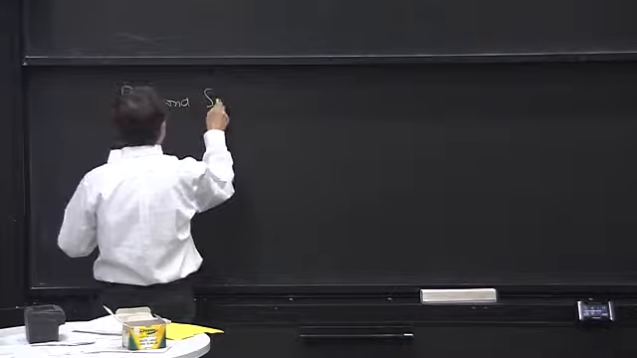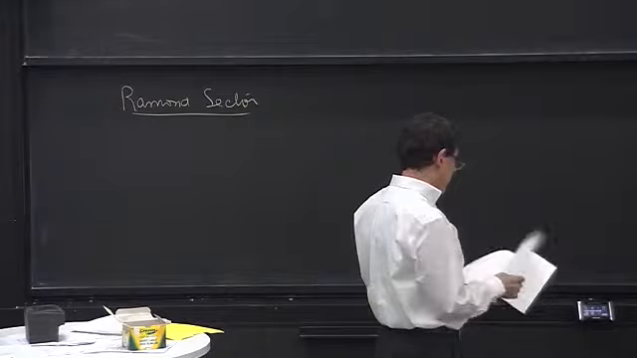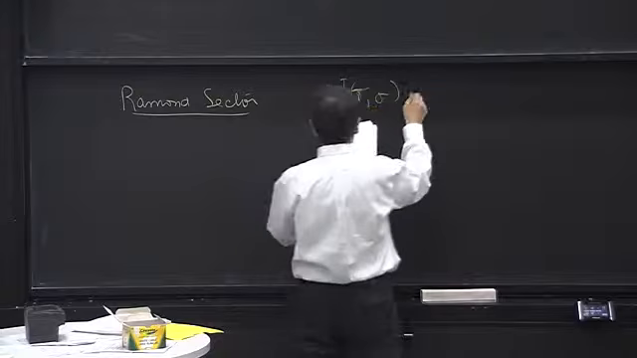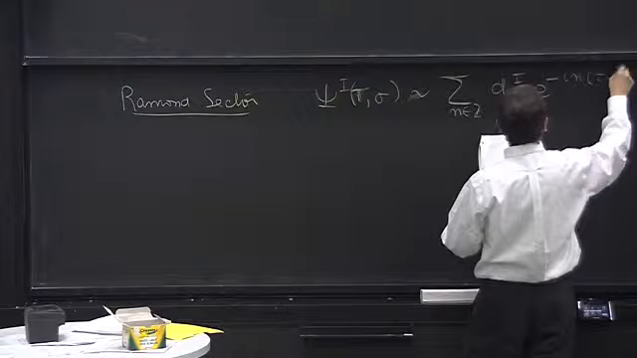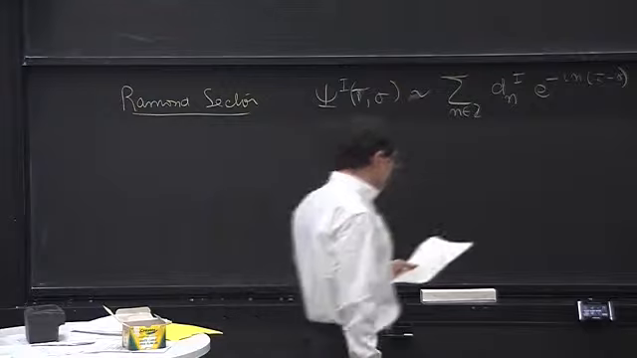So, the Ramond sector. Now I'm going to do the same thing with the Ramond field, so I'm going to expand it. But this time the Ramond field is a little simpler to expand: sum over n belonging to Z, d_n^i e^{-i n (tau - sigma)}. So these are integers, and everybody calls the Ramond oscillators with a letter d. So what are your Ramond oscillators?